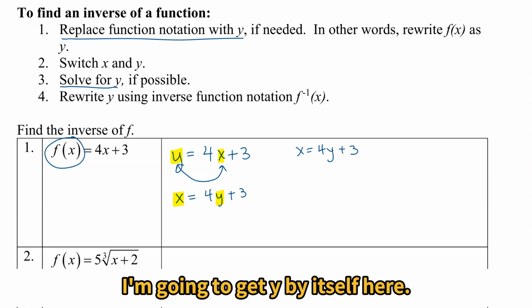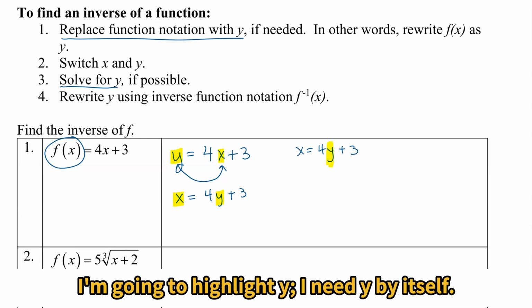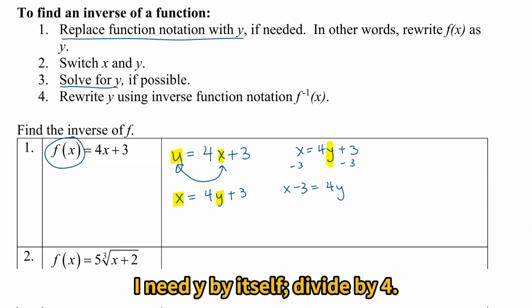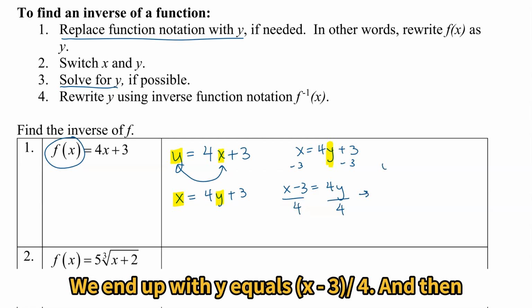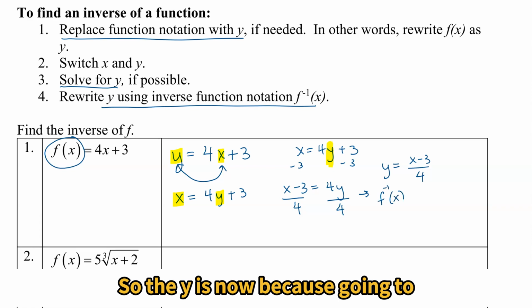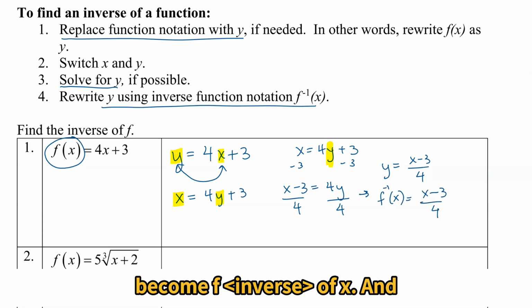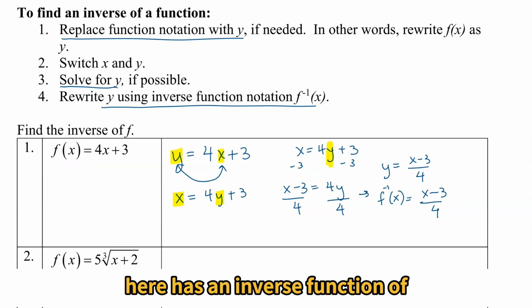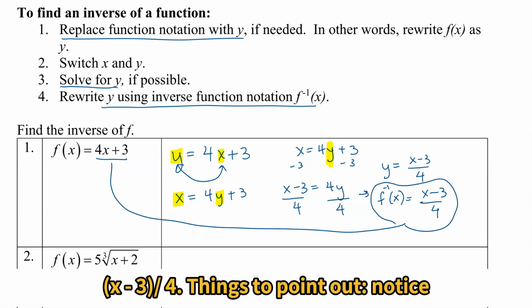I'm going to get y by itself here, so I'm going to highlight y. I need y by itself. Subtract 3, x minus 3 equals 4y. I need y by itself, divide by 4. We end up with y equals (x minus 3) over 4. And then the last step, rewrite using function notation. So the y is now going to become f inverse of x. And this means that my function 4x plus 3 here has an inverse function of (x minus 3) divided by 4.